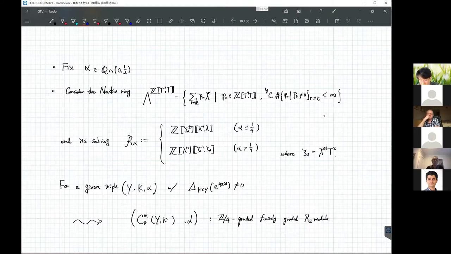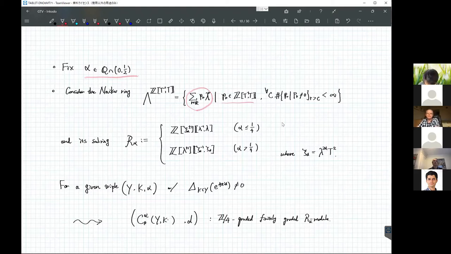Okay, so next I describe a more precise construction of Floer homology. I first fix the holonomy parameter alpha, and we consider the following Novikov ring. The Novikov ring consists of such formal power series, which permit infinite sums in the minus infinite direction, and each coefficient is such a Laurent polynomial. So this ring consists of formal power series in two variables, t and lambda.